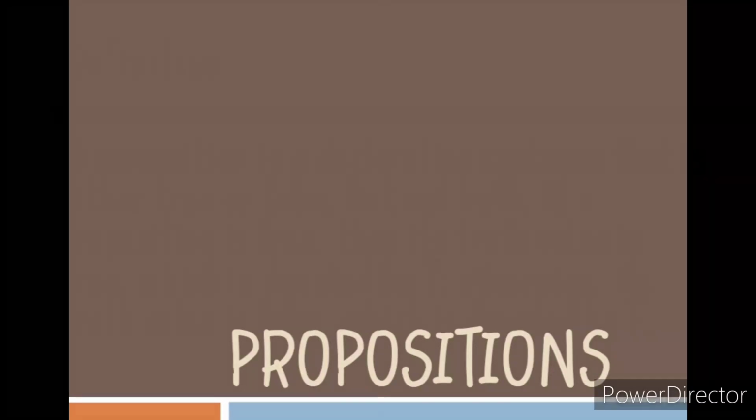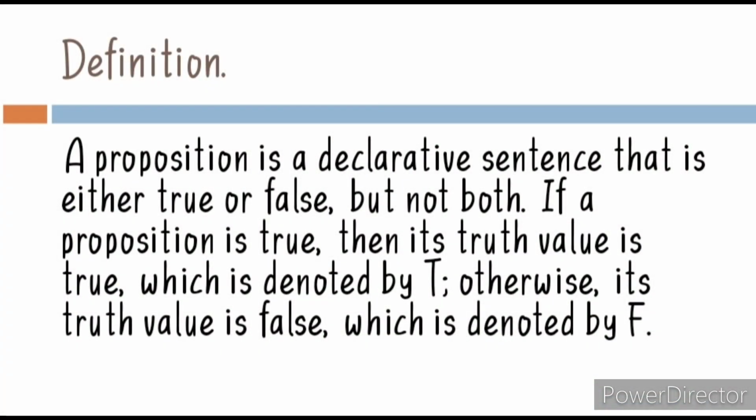What is a proposition? A proposition is a declarative sentence that is either true or false, but not both. If a proposition is true, then its truth value is true, which is denoted by T. Otherwise, its truth value is false, which is denoted by F. We define a proposition, or sometimes called a statement or an assertion, to be a sentence that is either true or false, but not both.